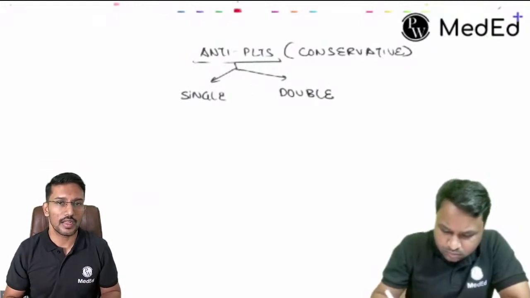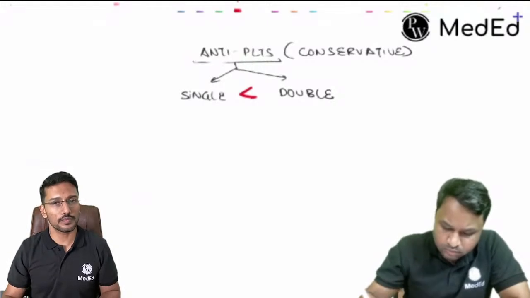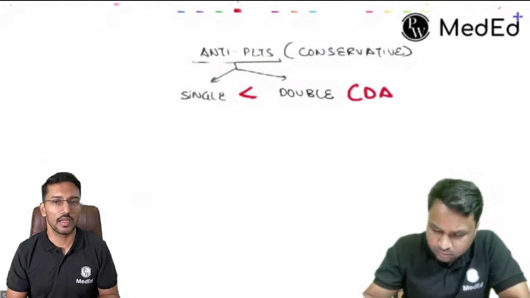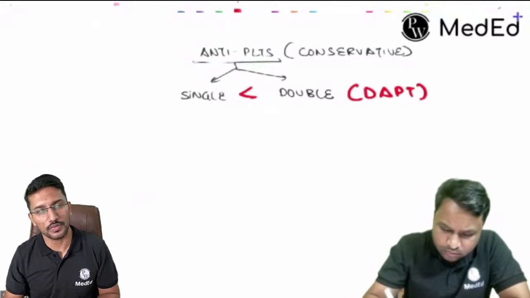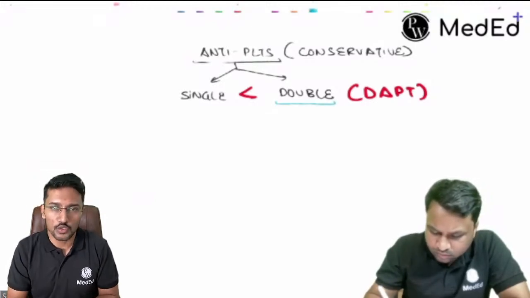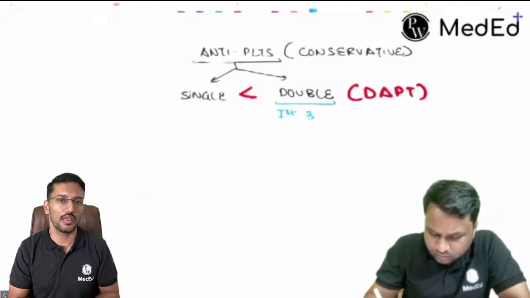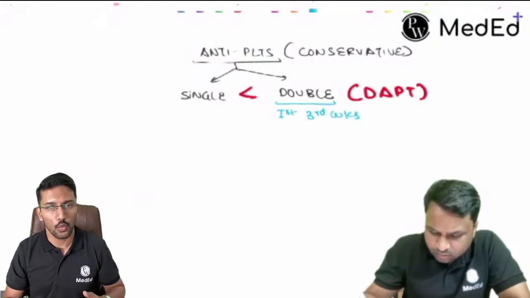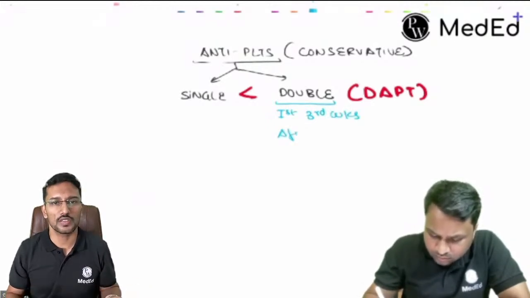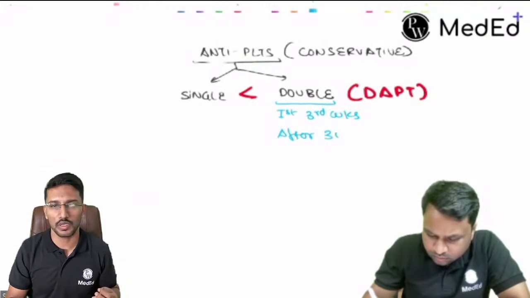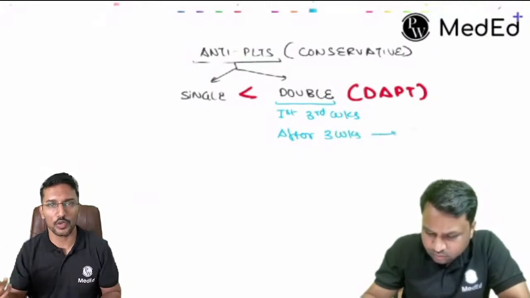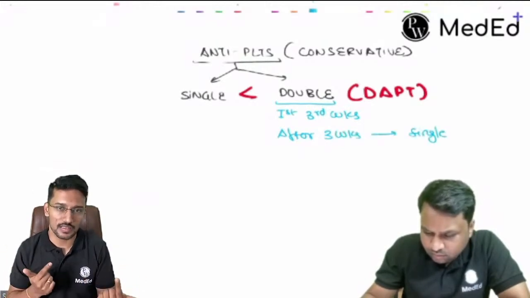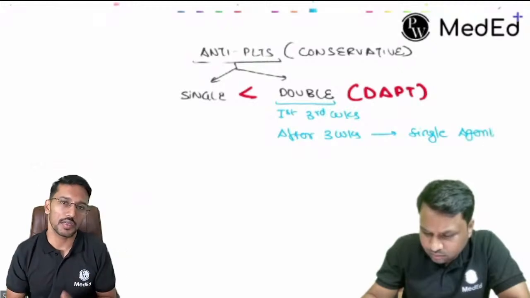Currently DAPT is recommended for the first 3 weeks, and after that a single agent should be chosen. DAPT is superior for the first 3 weeks, and after that a single agent. What the choice should be is left to the patient's parameters, right? Should you choose aspirin or should you choose clopidogrel? It depends on what other drugs he's having and their interactions.